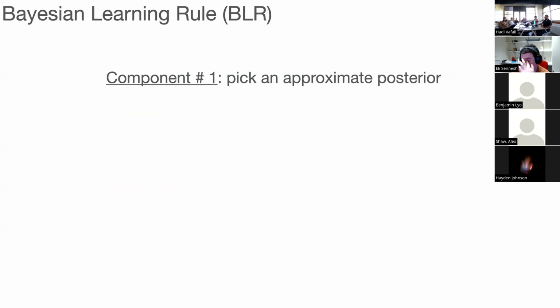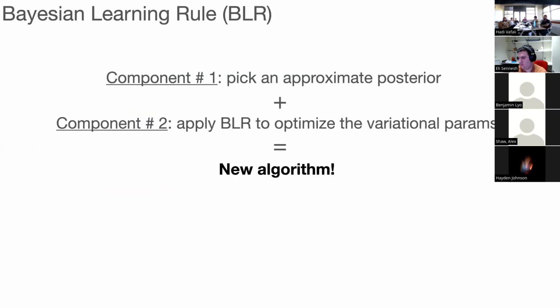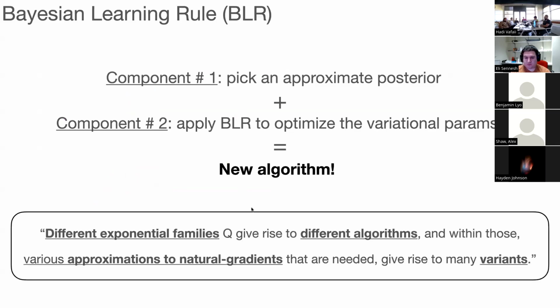Now let's summarize. If you pick an approximate posterior and apply BLR to optimize the variational parameters, you're going to get a new algorithm based on whatever choice you made. That's the whole point of BLR. And this is just a quote reproduced from the paper: different exponential families Q, the approximate posteriors, give rise to different algorithms. And within those, various approximations to the natural gradients that are needed sometimes give rise to many variants of those algorithms within that family. That's the whole point of BLR.